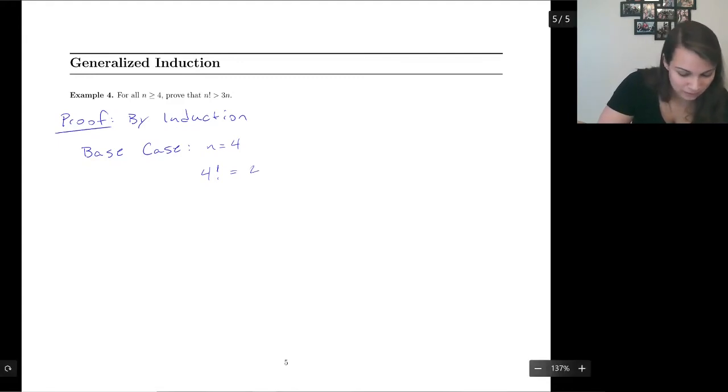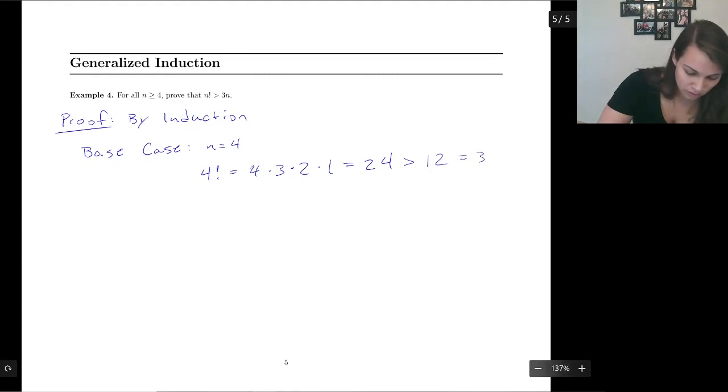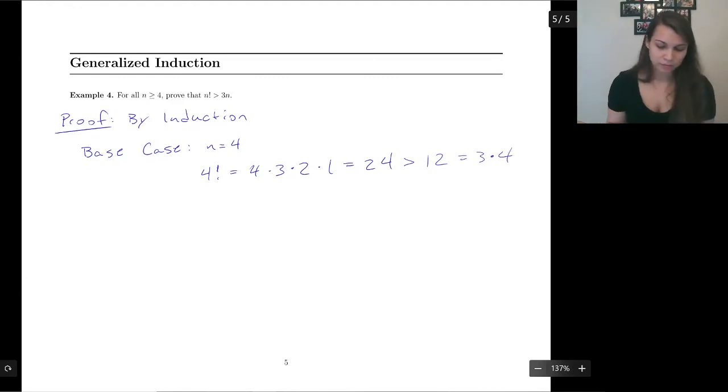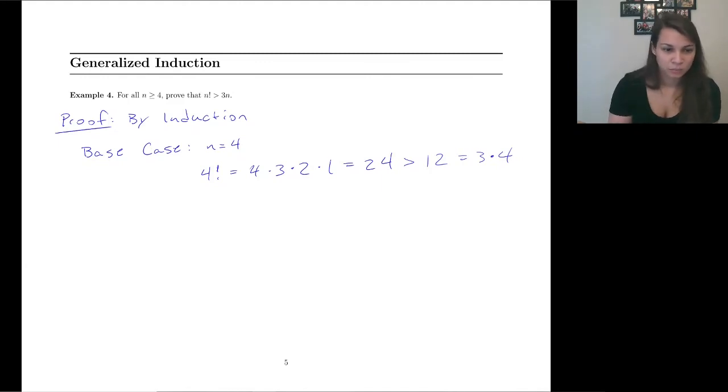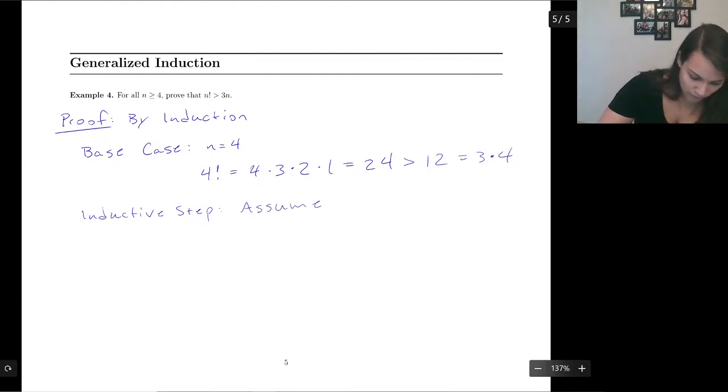give me a moment. No, I'm going to write it down. Let's see, so that's going to be 24. That's what it is. And then if we plug it in on this side, that would be 3 times 4, which is 12. We know 24 is bigger than 12. There we go. So that's our base case, and we are done. Now we just have to do our inductive step. So we are going to assume it holds for n.